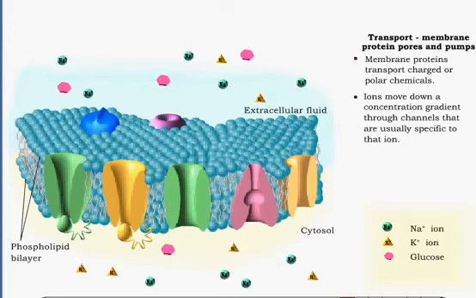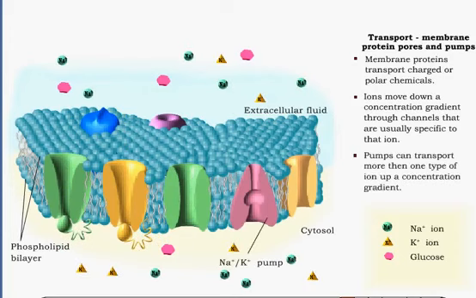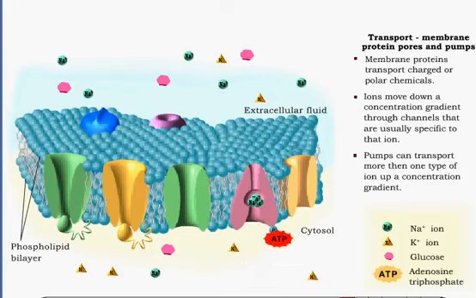Another form, pumps, moves ions against their concentration gradient using additional energy supplied by the hydrolysis of ATP. Channels usually transport only specific types of ions, while pumps can transport more than one type.